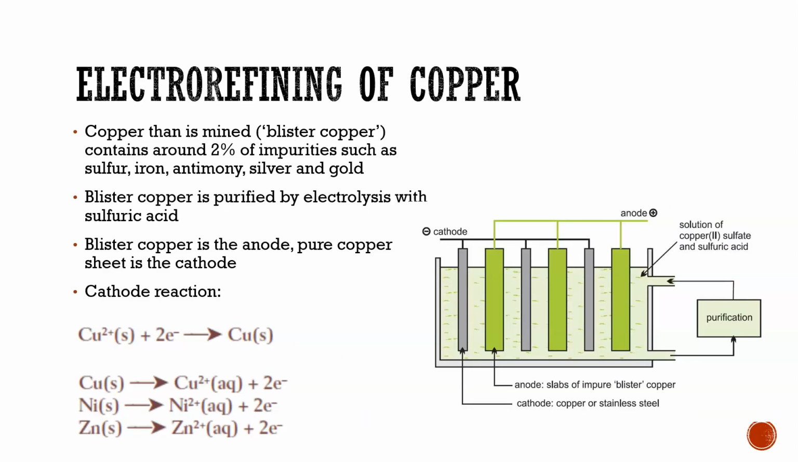The last way that we can look at application in industry is the electro-refining of copper. This means that when we largely mine copper, it's impure. We refer to this impure type of copper as blister copper, and it will contain about 2% of impurities. These can include sulfur, iron, antimony, silver, gold, other metals. We purify blister copper by electrolysis in the presence of sulfuric acid, so this is in acid conditions. The blister copper is the anode, and then we use a pure copper sheet as the cathode.